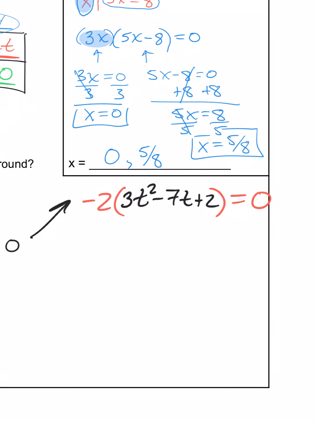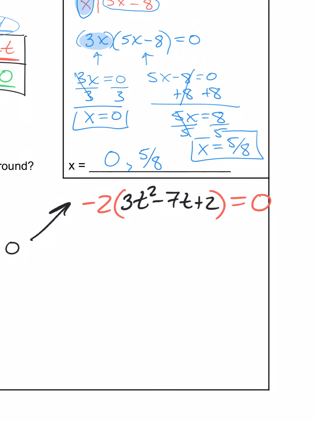Okay, we want to solve this equation. Now, if we divide by negative 2 on both sides, notice how the right side doesn't change. It's just 3t squared minus 7t plus 2 equals 0 still. So when we solve this equation, you don't even need to worry about this negative 2. It actually has no use.